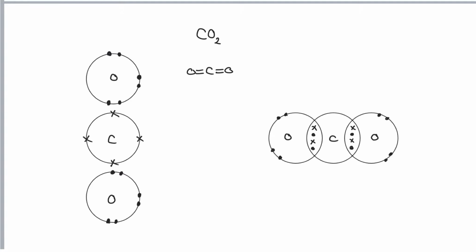If we have a look at any atom, well, oxygen's got 1, 2, 3, 4, 5, 6, 7, 8 electrons. Fine. Carbon, 1, 2, 3, 4, 5, 6, 7, 8. That's fine as well. And this oxygen here, 1, 2, 3, 4, 5, 6, 7, 8. And we've got 6 electrons from each oxygen and 4 electrons from the carbon. So that's a molecule there of carbon dioxide.